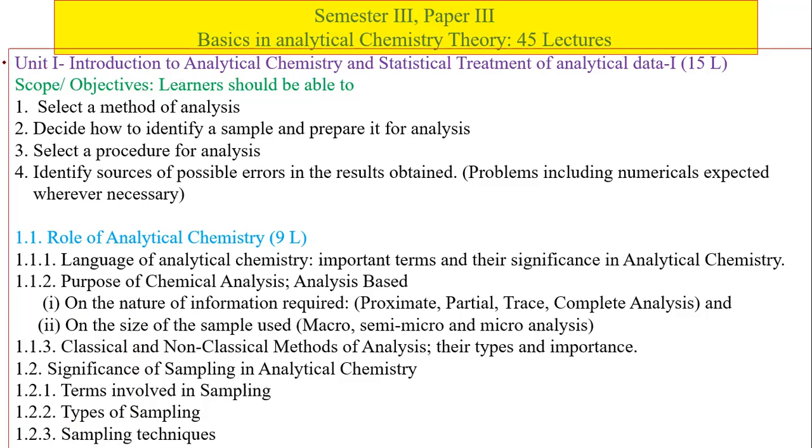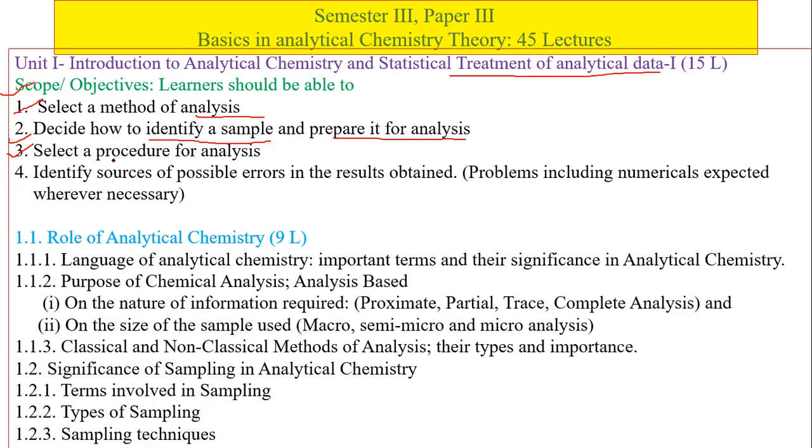So unit first is the introduction to analytical chemistry and statistical treatment of analytical data. In this unit, you should be able to select a particular method of analysis. That is what is expected from your side. Again, you should be able to identify a sample and prepare it for analysis. This is the second thing we expect from you.